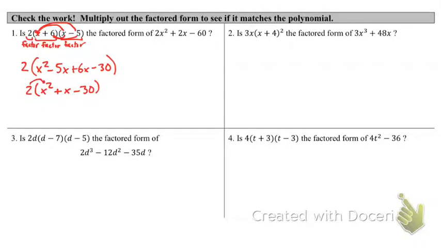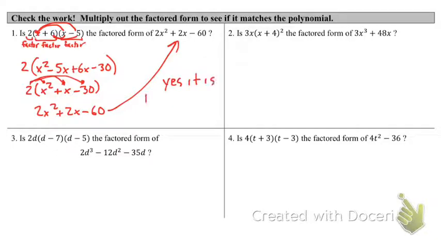Now we have 2 out in front, and I'm going to distribute it in. That gives me 2x squared plus 2x minus 60. Now I just have to check, does it match what I have here? If it matches, then you would say, yes, it is the factored form. So again, this is in factored form of this problem.